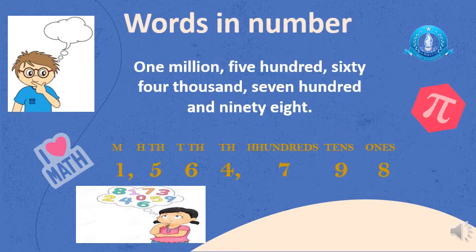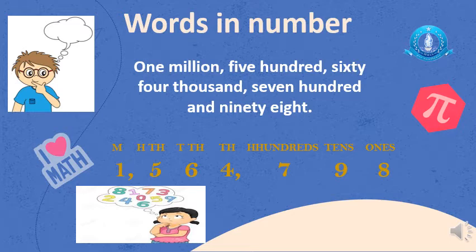Words in number. Now the question is given in the form of words and we have to convert it into the form of numbers. Look at the statement: one million five hundred sixty-four thousand seven hundred ninety-eight. We have to convert this statement into numbers. Before writing the digits, we will write the place values: 1, 10, 100, 1000, 10,000, 100,000 and million. Now we will place the numbers according to their place values. And one more thing, we will put a comma after each period to differentiate the periods.